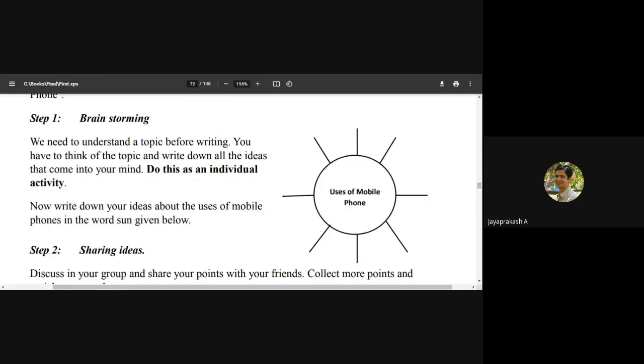So once you do brainstorming and you get a lot of ideas as the rays of the sun, they are just written as points. So we don't write them as full sentences in this word sun. When you draw the word sun and draw the rays, we just write them as points.